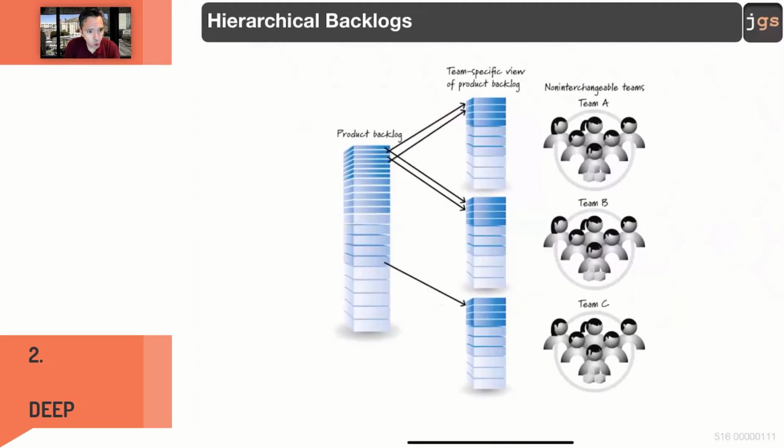You can have more than one product backlog. Usually we think about one product backlog per product. If you split your product into sub-products, you can also split your backlog into sub-backlogs. Think about a tree: you can have a product backlog that is the root, and that root splits into different backlogs for different teams or for different components in a system.